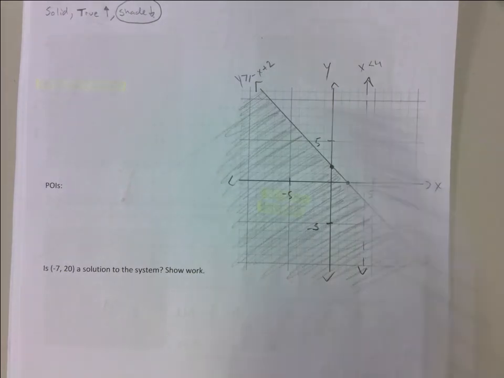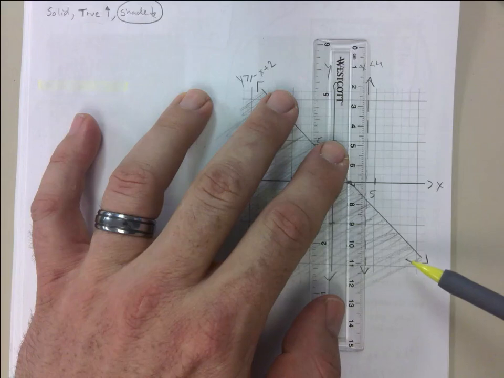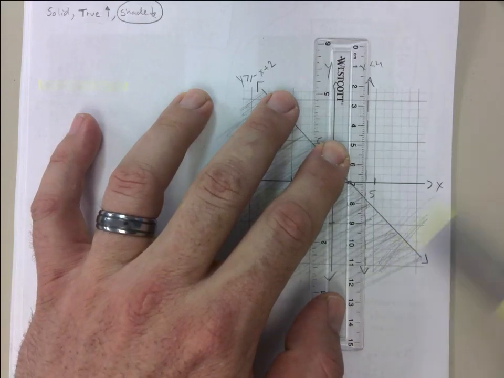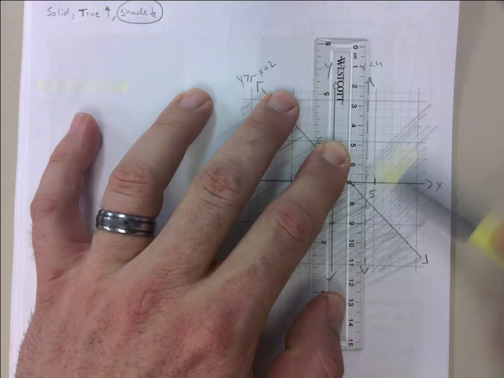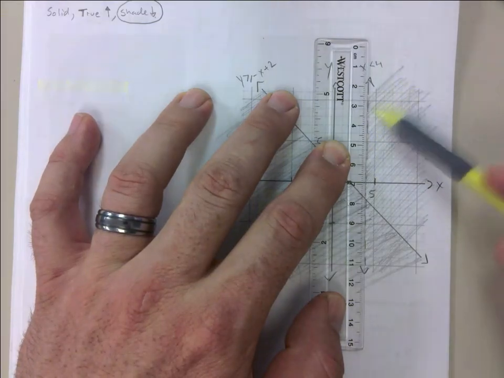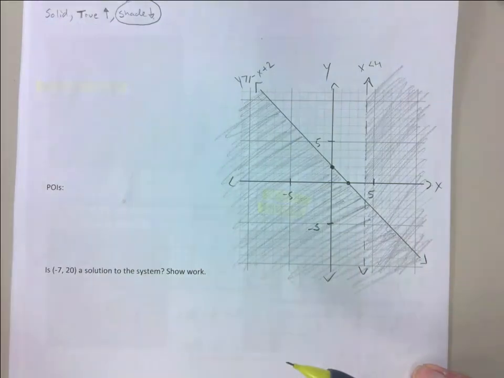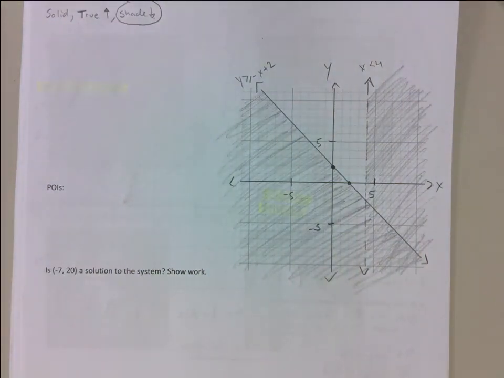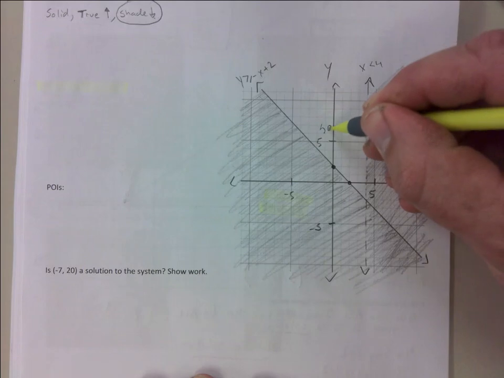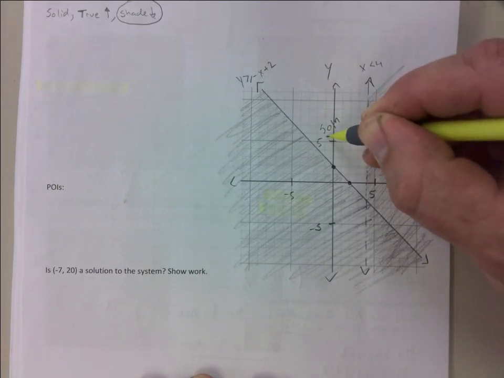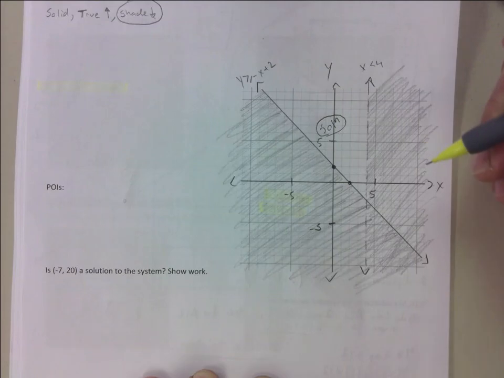The other one, I told myself to shade to the right. So just a light shade, you don't have to go too crazy, okay? And I would like you to always label, that's actually a requirement, where your solution region is.